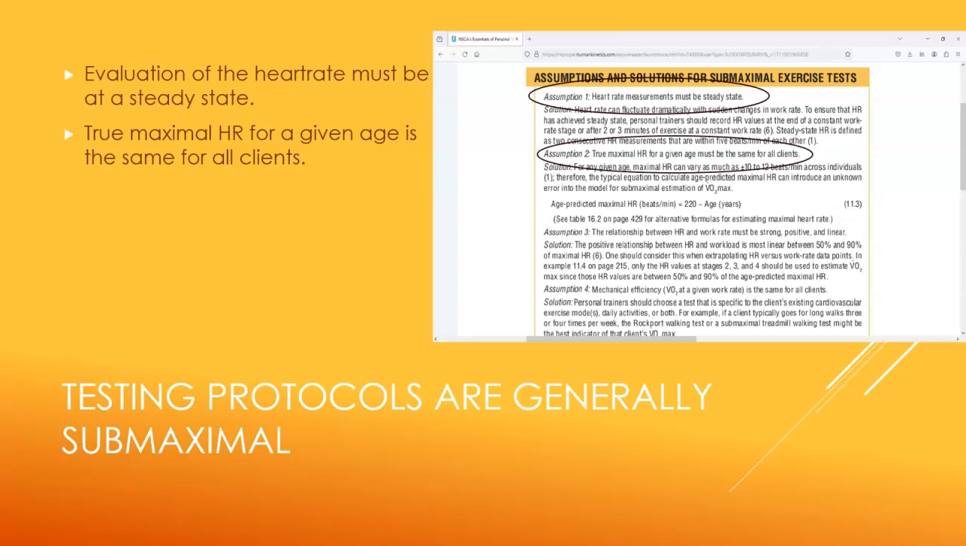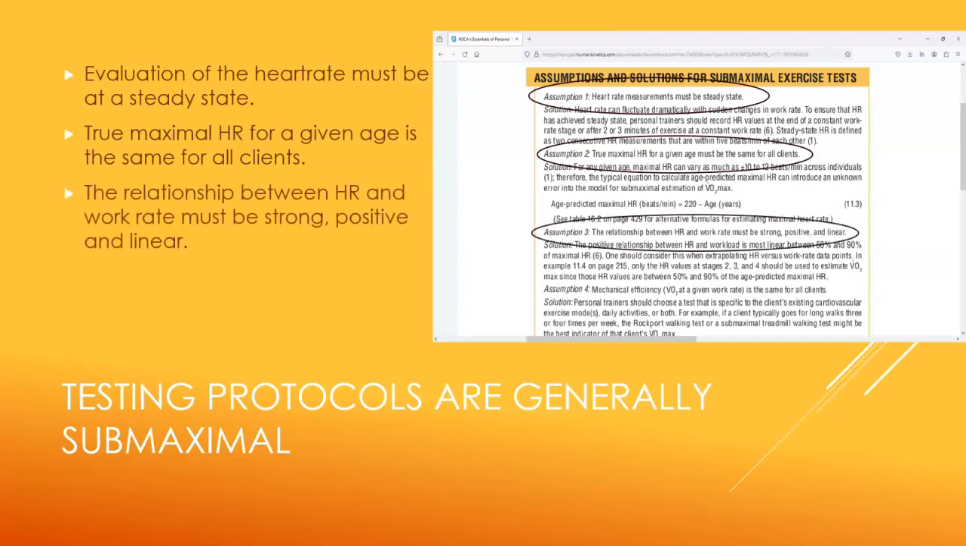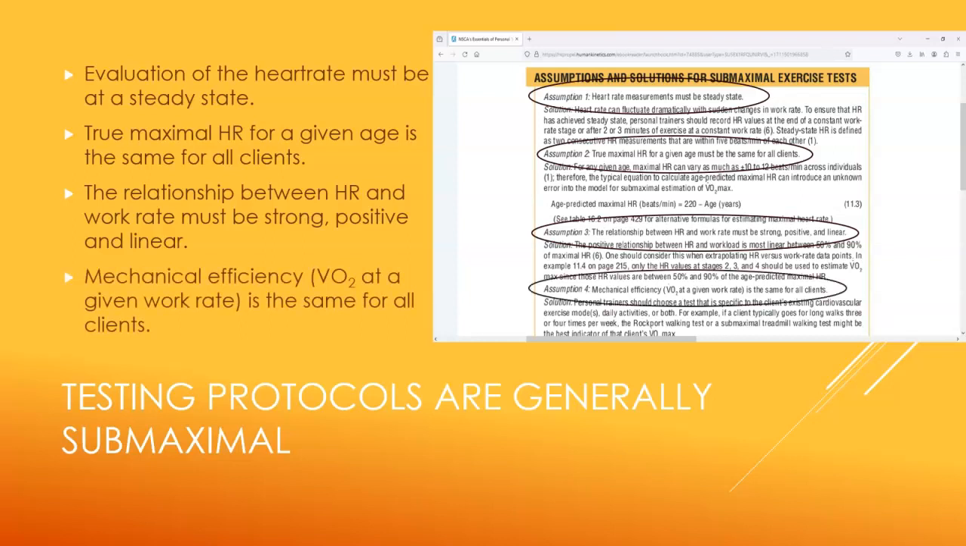And we know true maximal heart rate will be the same for all clients at a given age. The relationship between heart rate and work rate must be a strong positive and linear relationship. We know that to be true in terms of our submaximal test. And with this, the efficiency, meaning how well VO2 is at a work rate, is the same for all clients. So how efficiently they are pumping blood, how efficiently they're offloading oxygen and onloading CO2 will be the same for all clients. You can make the argument that in some cases it might not be if you have pulmonary issues, but that's another conversation. These are assumptions you make for submaximal tests. This is in your book.